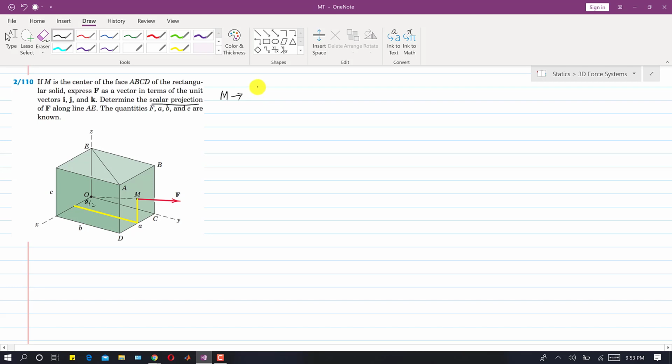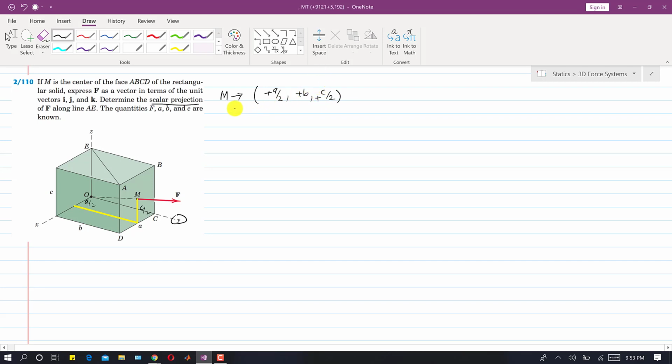So I will write plus A by 2. Similarly, we will travel plus B in the positive Y direction, so we will write plus B. And in the Z direction, we will travel C by 2. The whole length is C, so this length will be C divided by 2. So I will write plus C divided by 2. So these are the coordinates of M.